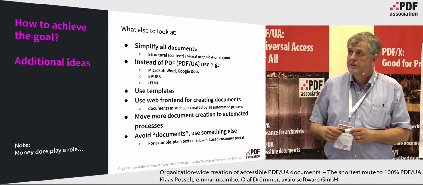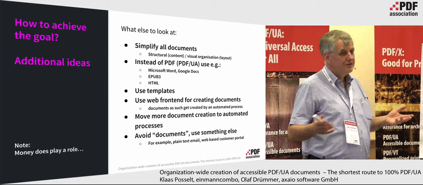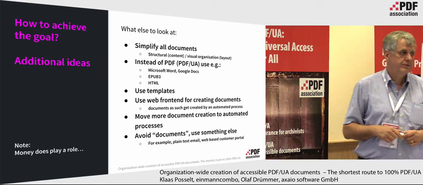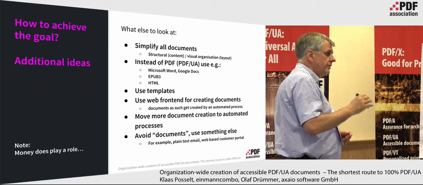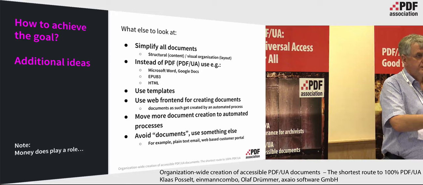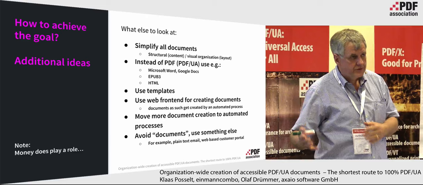EPUB 3, it's personally my least favorite option, but it is useful for some people. It may be useful for certain types of documents, so maybe it is useful to have your sales brochure also as an EPUB 3 document for people who want to read it on certain tools. Or HTML, maybe you don't need to send a document. Maybe it's okay to have a web page with the same content. Now, it could be the public-facing website, it could be the internal website, the intranet. So maybe not using the classical document in the first place is a solution to making documents more accessible.